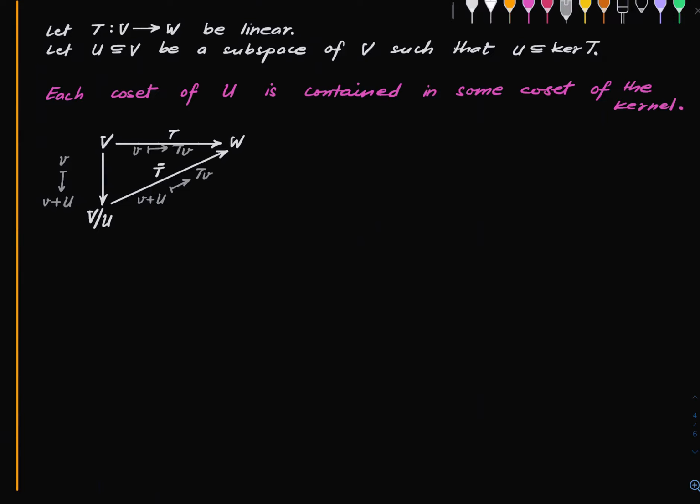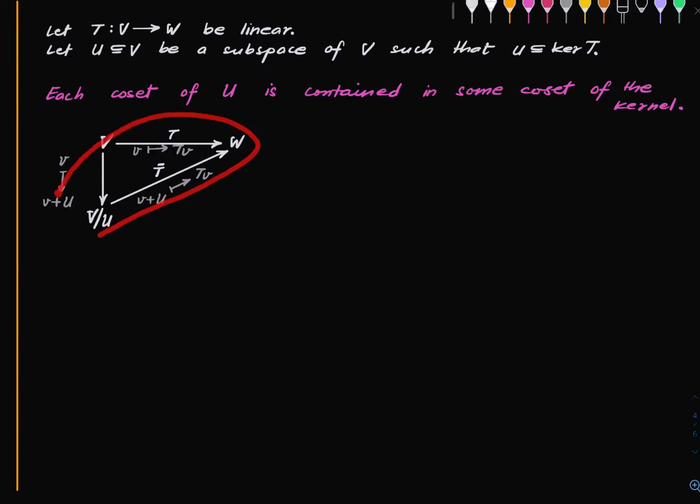That's it. That is the more general version of set theoretic quotienting. Sorry, the more general version of the first isomorphism theorem. This is not necessarily an injective map. This will be injective if and only if U is equal to the kernel of T.